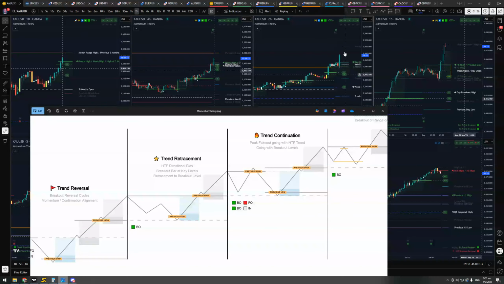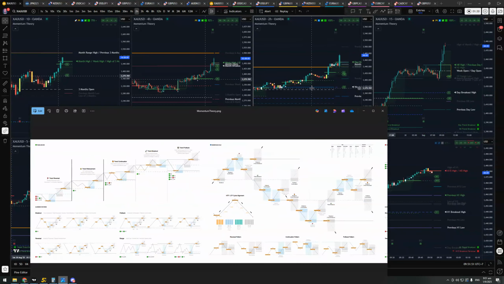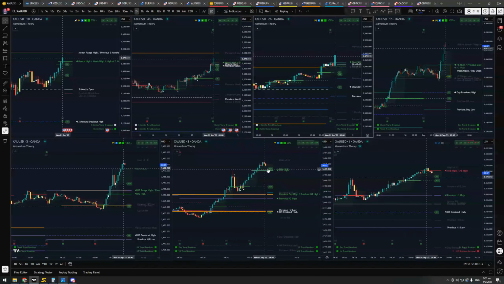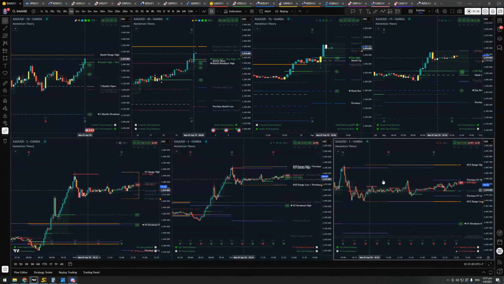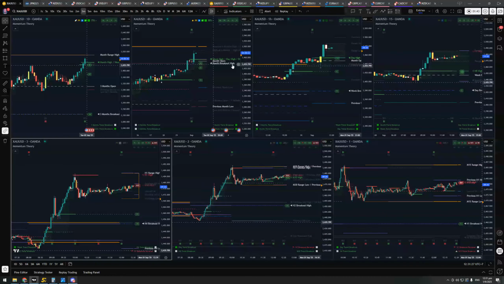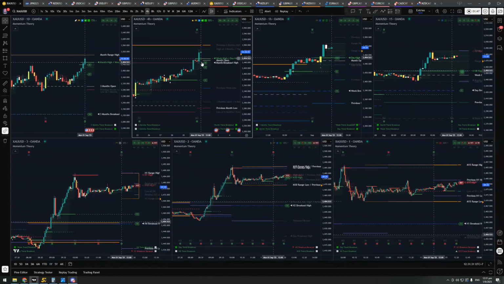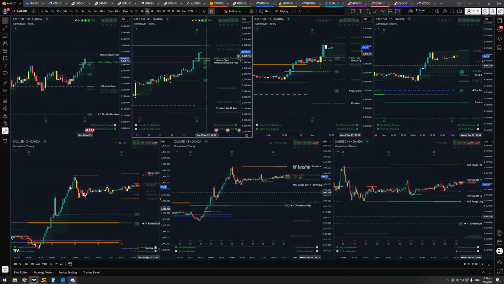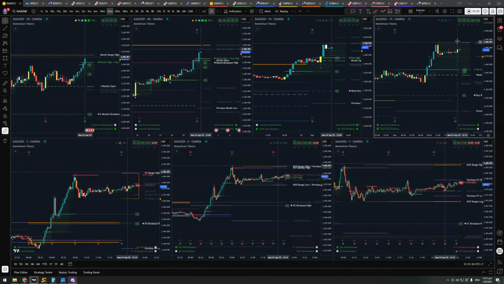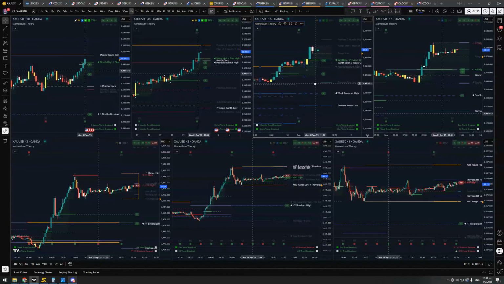But let's see. Hopefully I can get some nice deep pullback, and then I can continue this move. Okay, so price seems to be just stuck in a range over here. There's nothing for me. Still waiting for pullbacks. I like this H4 close. Bullish breakout. Trend retracement setup here. I definitely need this to pull back. In a range on the M15, in a range on the H1.